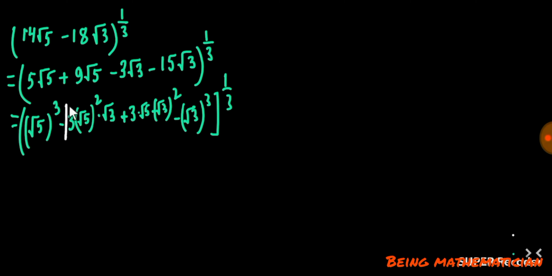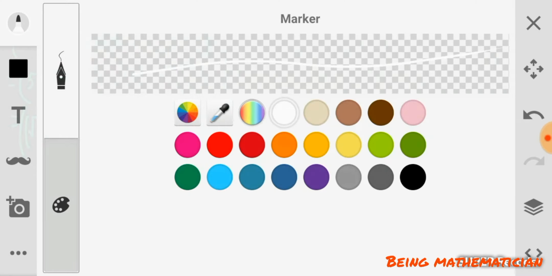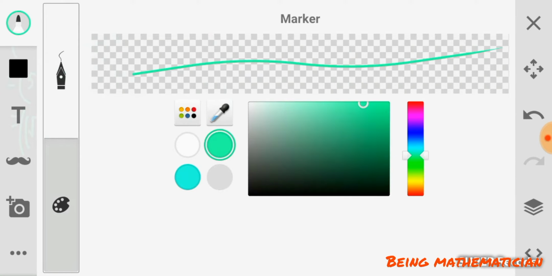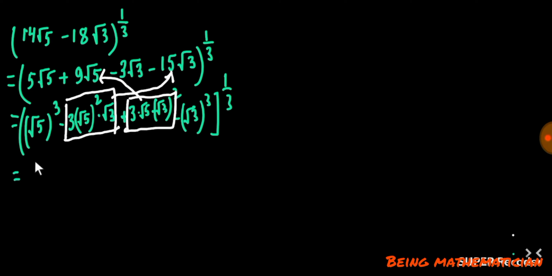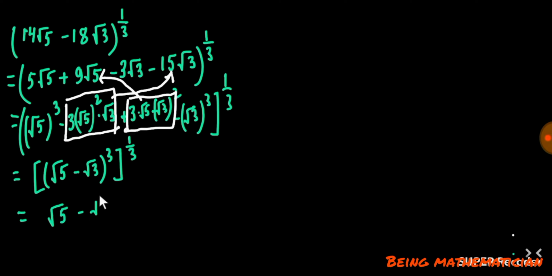Clearly, this term gives us −15√3 and this term gives us +9√5. So it forms the (a − b)^3 formula, and we can write ((√5 − √3)^3)^(1/3), and it will be √5 − √3.